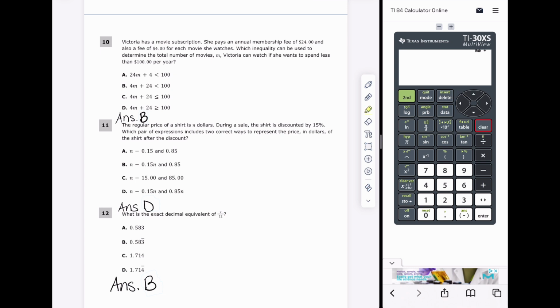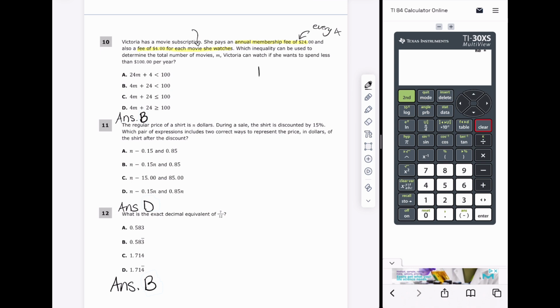Victoria has a movie subscription. She pays an annual membership fee of $24 and also a fee of $4 for every movie. So this is an annual fee, so that's every year. She does this one time. And then every time she watches a movie, she pays 4. So that's telling me something here. Which inequality can be used to determine the total number of movies M she can watch if she wants to spend less than $100 a year?